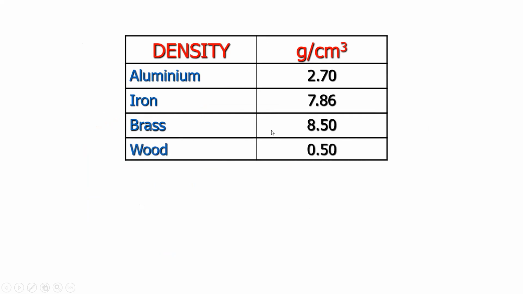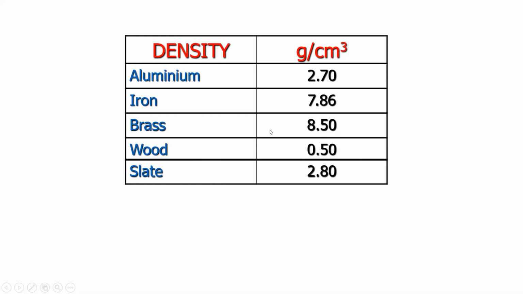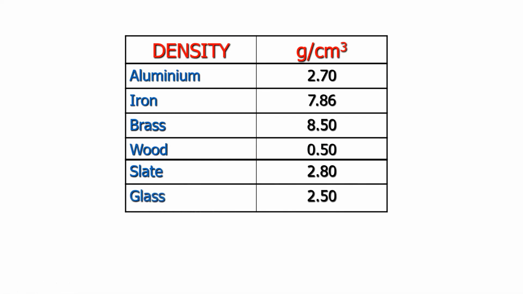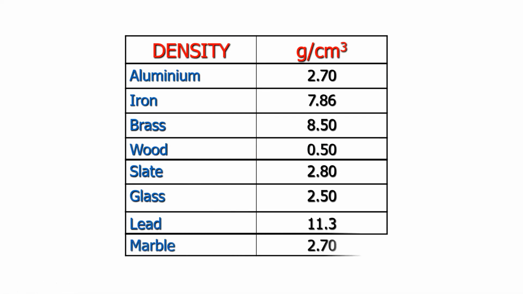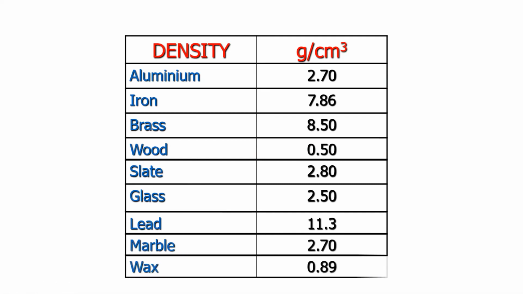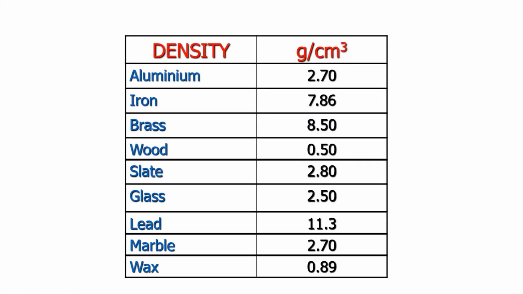So density of aluminum is 2.7, iron is 7.86, brass, which is an alloy or a mixture, has a density of 8.5, wood is 0.5, slate is 2.8, glass is 2.5, lead is 11.3, marble is 2.7, and wax is 0.89. And density of water is also important. It is 1 gram per centimeter cube.